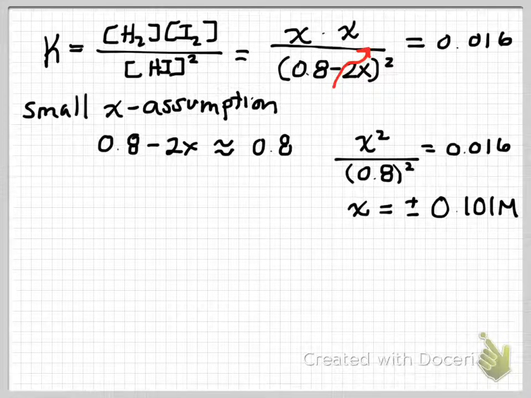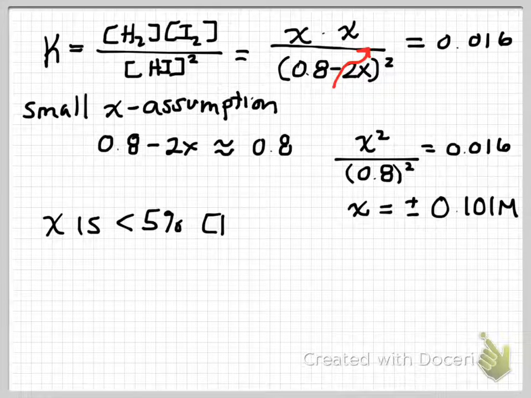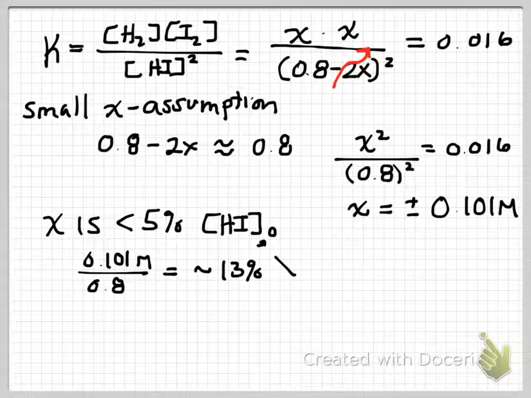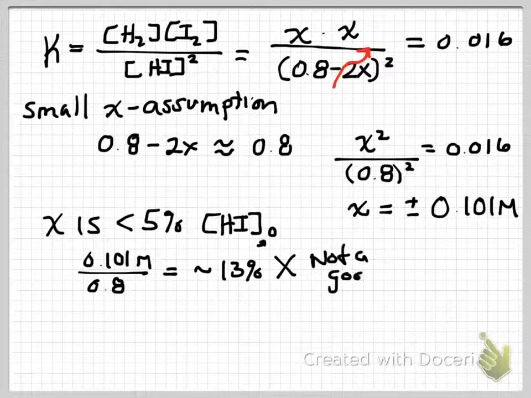We're not done yet. We have to make sure that this is a valid assumption. And what we do with this is called the 5% rule. If x is less than 5% of my initial concentration, that little subscript 0 down there just means initial concentration, then I can assume that the small x assumption was valid. So if we check in our case, 0.101 divided by 0.8, that actually ends up being around 13%. So unfortunately, in this case, this is not a valid assumption.